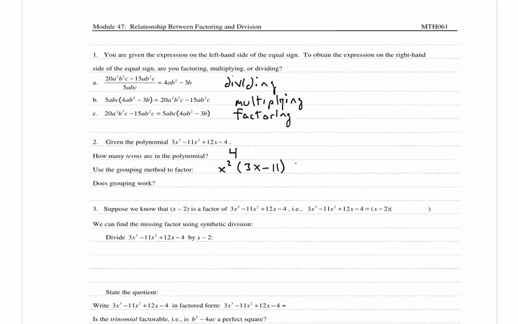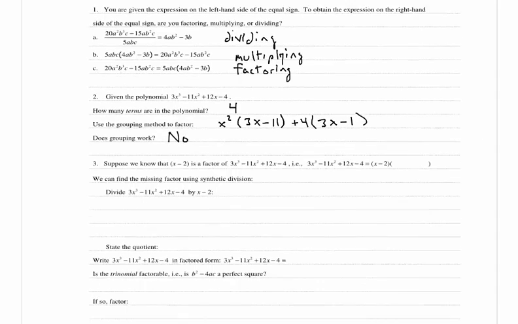In the second 2 terms, we can factor out a 4. And when we factor out a 4, we have 3x minus 1. And it asks, does grouping work? And grouping does not work because if you look at the 2 binomials in the parentheses, they're different. We have 3x minus 11 and 3x minus 1. So the answer is going to be no.